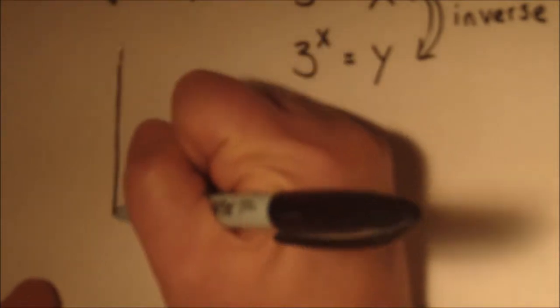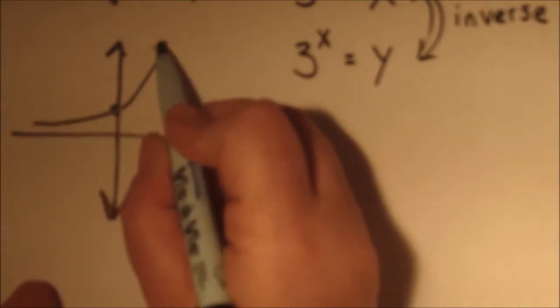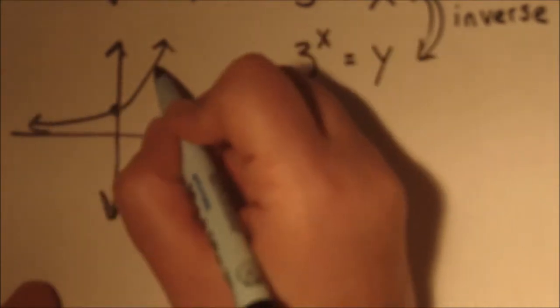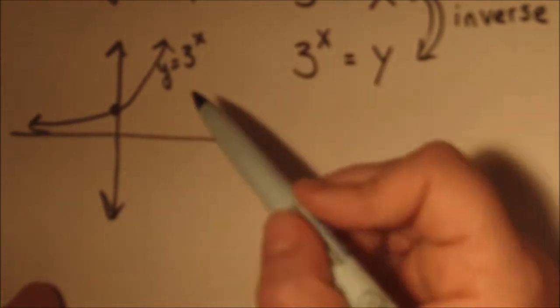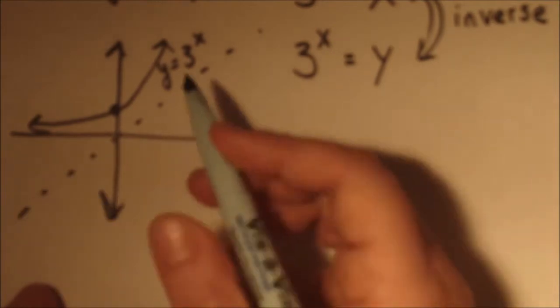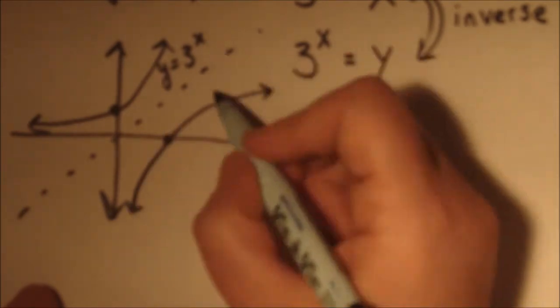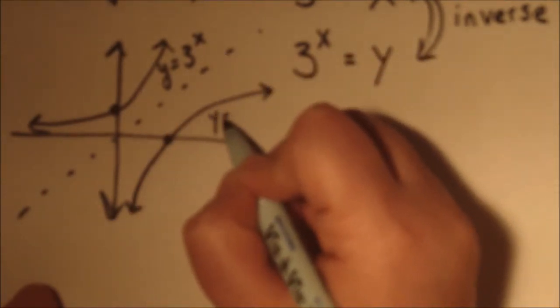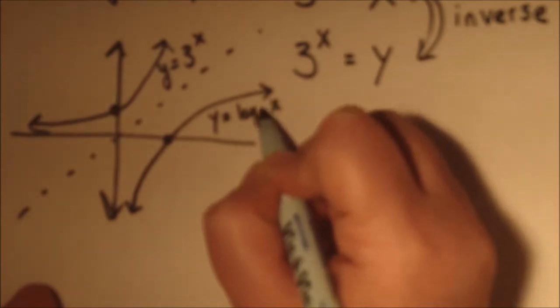So what that means is when you were graphing this function the other night on the homework, you had things like this drawn. All exponential functions go through the point 0, 1. So you had y equals 3 to the x. If I took that and reflected it through the line y equals x, this would go through the point 1, 0, and this would be the graph of y equals log base 3 x.